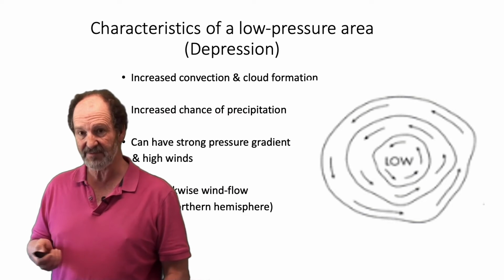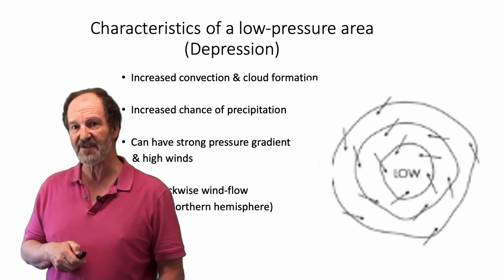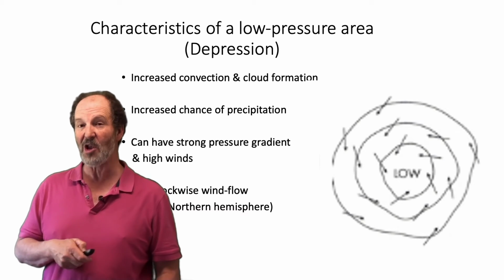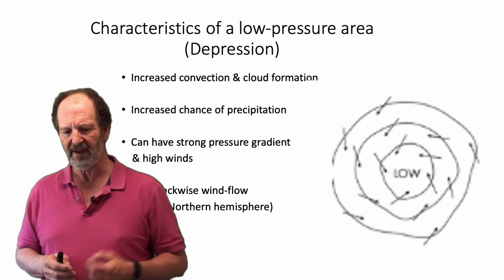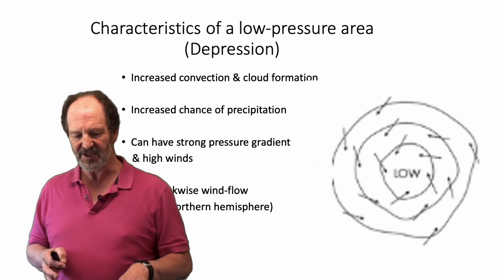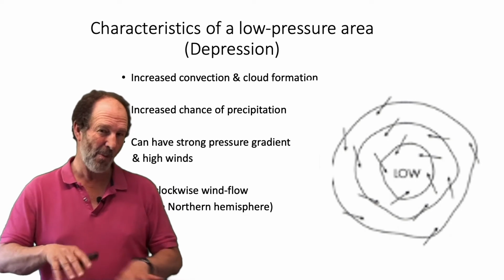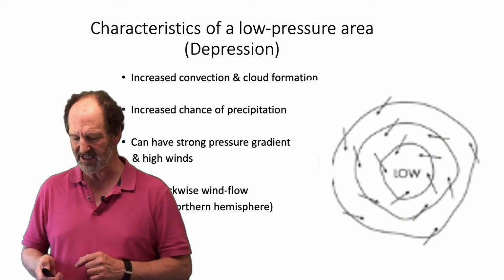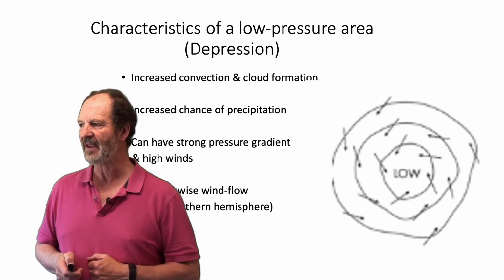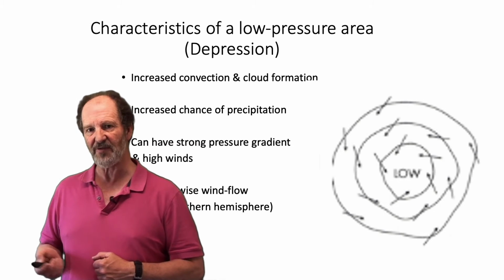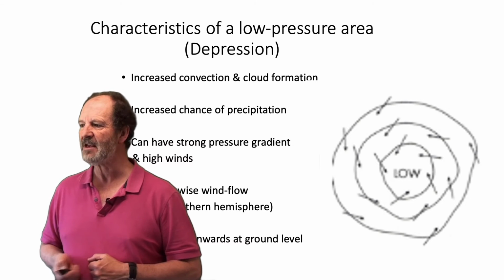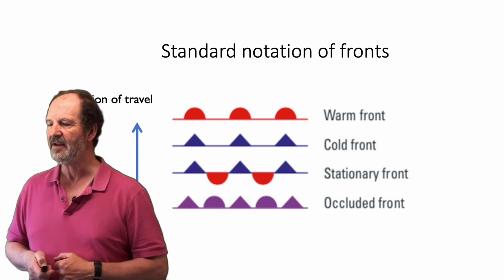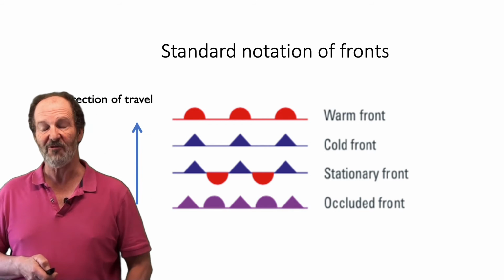And the same thing happens if you get down to surface level, we get a deflection. But with a low, it's not out, it's inward. So at surface level, if you imagine water going down a plug hole, it's actually deflected inwards and pours slightly into the centre. It's the easiest way to remember it. Okay, so that's the characteristics of a low pressure. Deflect inwards.